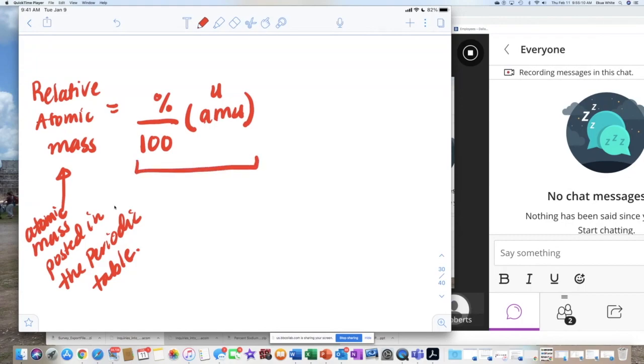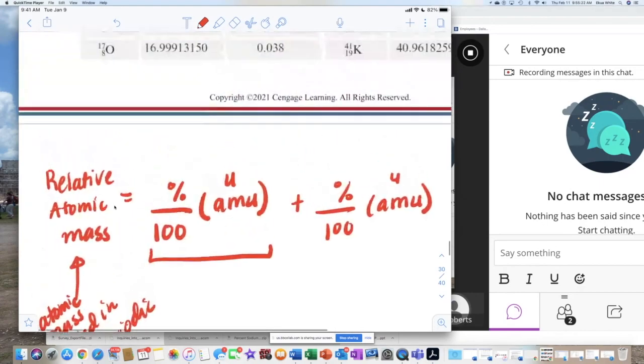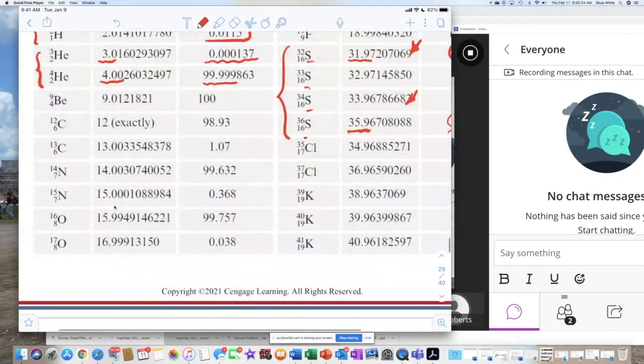If you have one isotope, you just set up one of it. If you have two, you set up a second one right here. If you have three, you set up three of these. So one for every isotope provided, okay? So based on what we were working on, sulfur has how many?